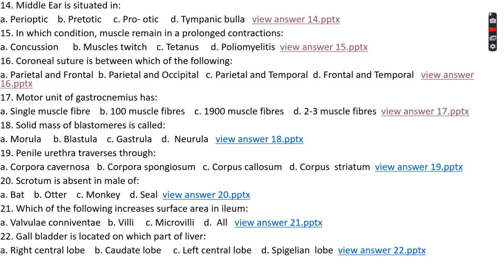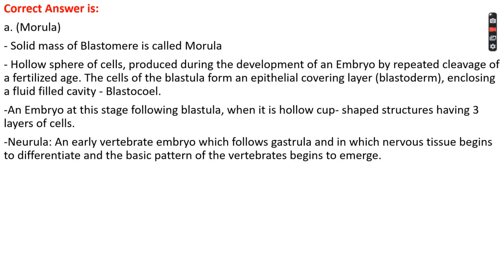Okay. Question number 18. Solid mass of blastomeres is called: option A, morula, option B, blastula, option C, gastrula, option D, neurula. The right answer is option A, that is morula. Solid mass of blastomeres is called morula, while a hollow sphere of cells with the presence of a blastocoel, a fluid-filled cavity, and an epithelial covering layer known as the blastoderm, is known as the blastula stage.